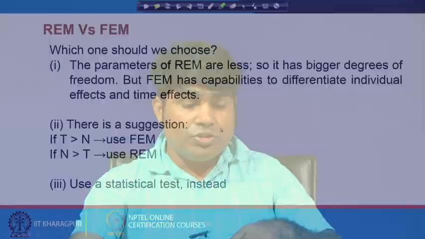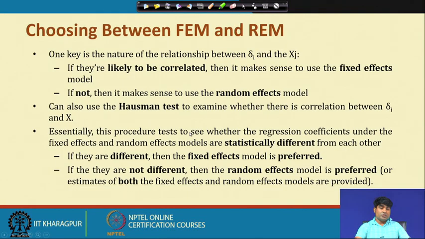But technically, if T is greater than N, that means the time elements are greater than the cross sectional elements with respect to size, then use the fixed effect model. And if N is greater than T, that means the cross sectional units are more than the time units, then the choice will be a random effect model. So use a statistical test instead when choosing between the fixed effect model and the random effect model.